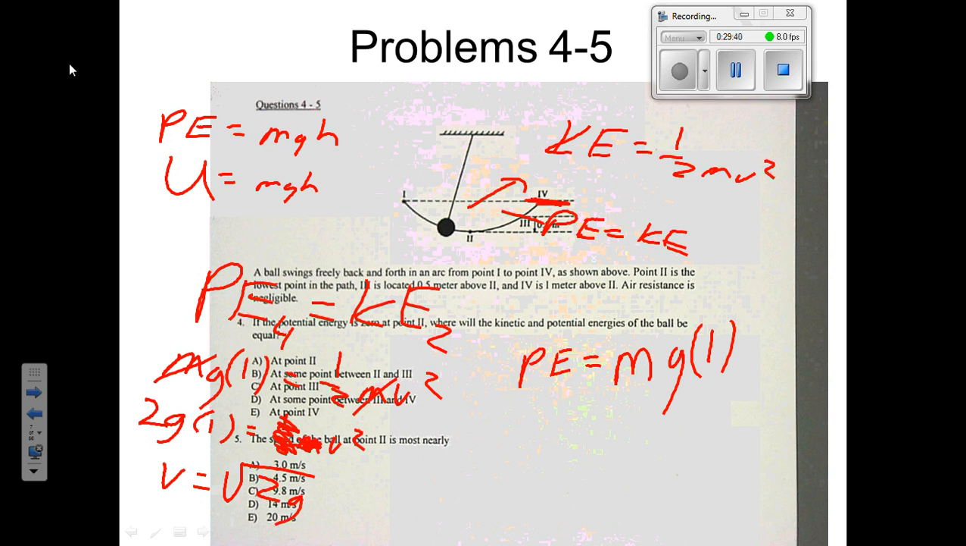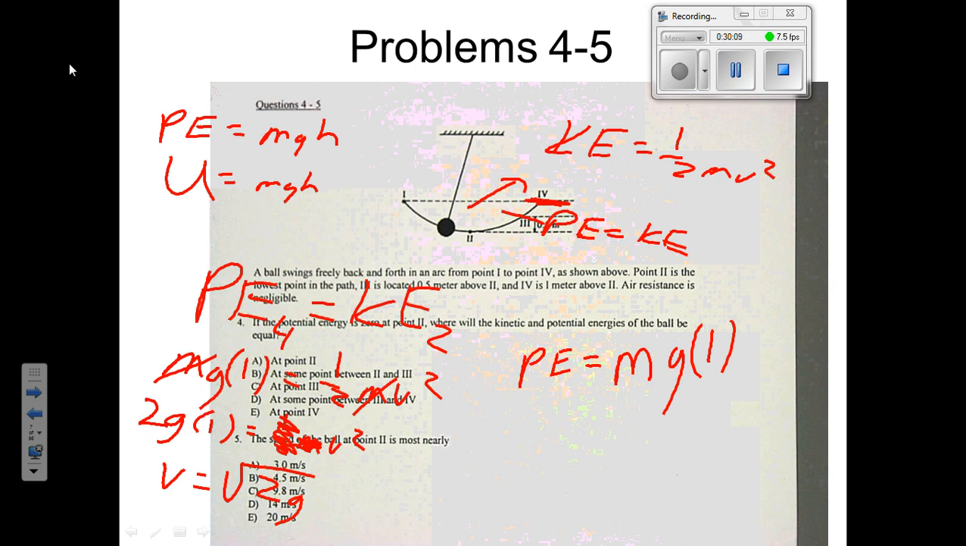And if you plug that into your calculator, the square root of 19.6, 2g, is about 4.5. And actually, on these multiple choice, what are you supposed to use for g? 10. So 2 times 10, so 20. Take the square root of 20, you get 4.47, 4.5 meters per second. So your answer there is B.